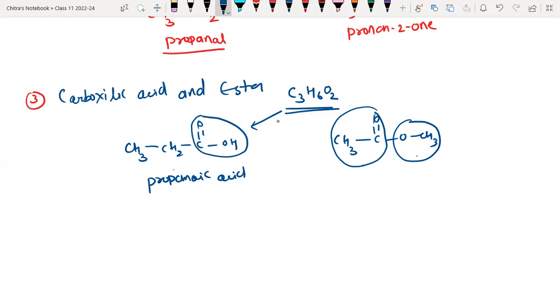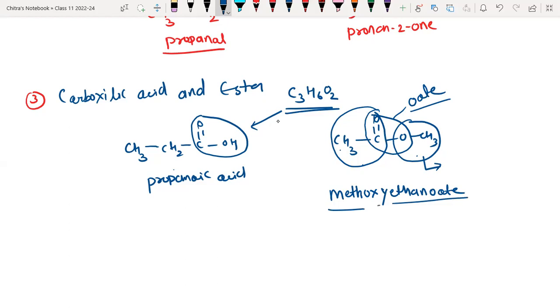I'm going to write the name for that. Meth for 1 carbon atom, and it is with oxygen, so it is methoxy. Here we have 2 carbons, so eth, and for a single carbon bond we add an, and for that particular group, C double bond O is called the oate group. Instead of e we write oate. So it is methoxy ethanoate. It is called an ester group.